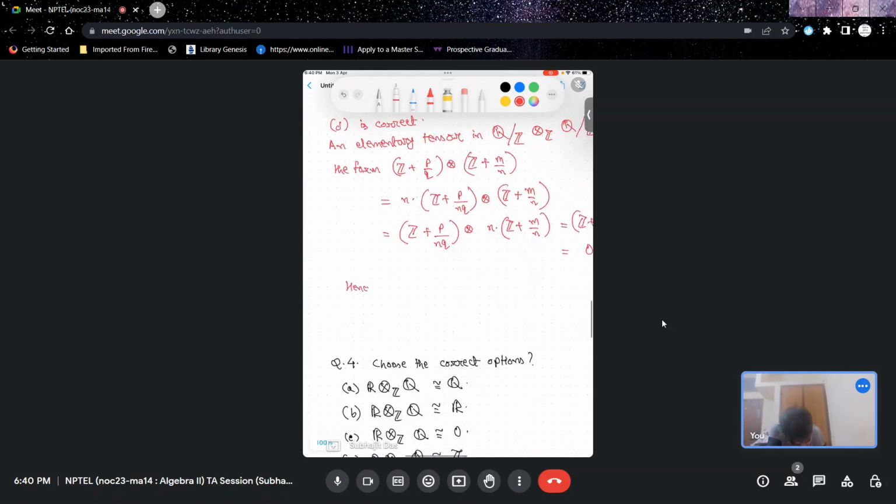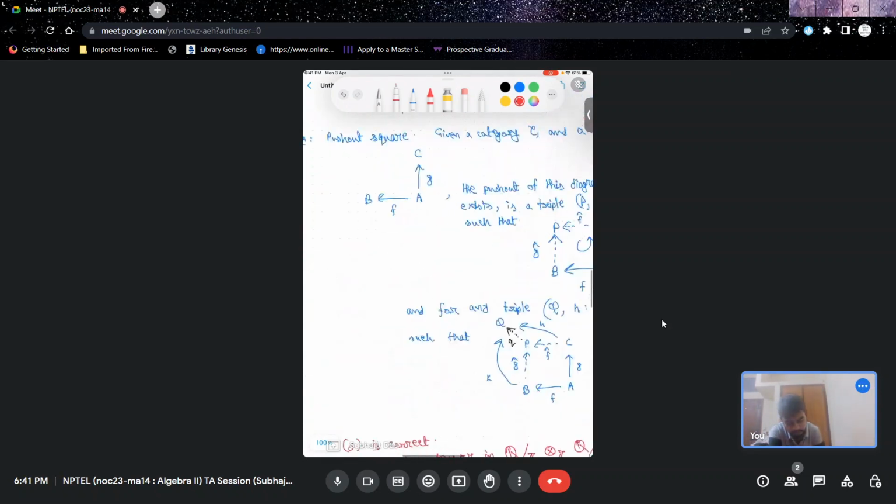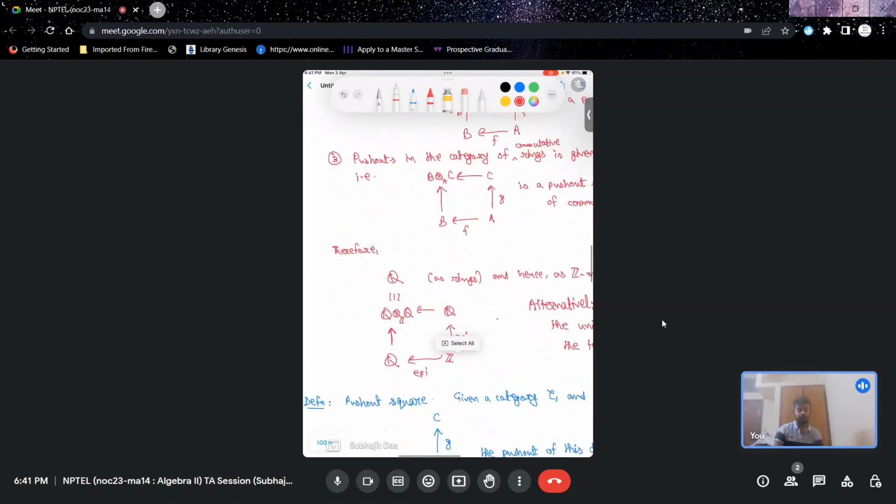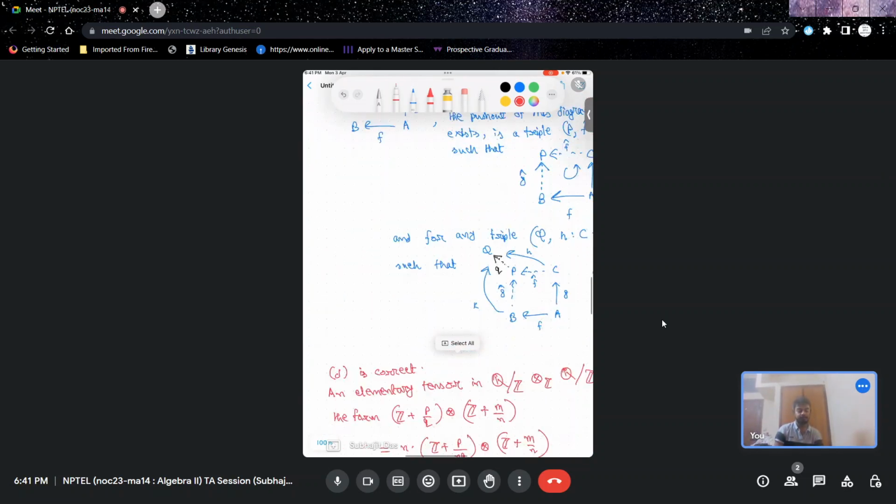Hence Q mod Z tensored over Z with Q mod Z is actually equal to 0. So certainly option D is correct, which implies that option C is incorrect, right? Okay, so let us move on to our next problem.